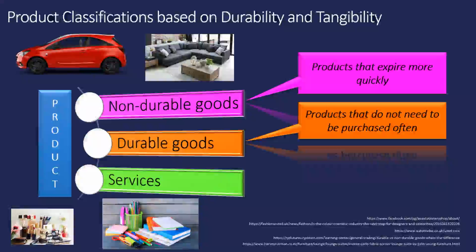And then the last one, services. I think I do not need to explain much because we have already discussed services so many times. According to this, in the classification based on durability and tangibility, services are included in this group.